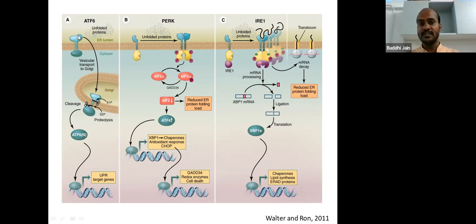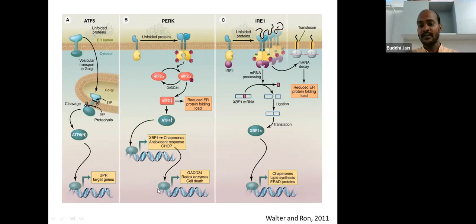Means somehow they increase the expression of the genes which assist in the protein folding process, like chaperones, GRP78. They increase the expression of GRP78 so that the protein folding process can be further enhanced, and the load or the burden on the ER can be reduced. So the overall effect of this signaling is to increase the expression of various UPR target genes which are involved in protein folding, or which reduce the burden on the ER. So they try to restore the homeostasis.